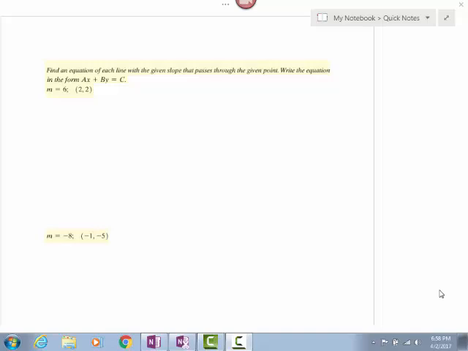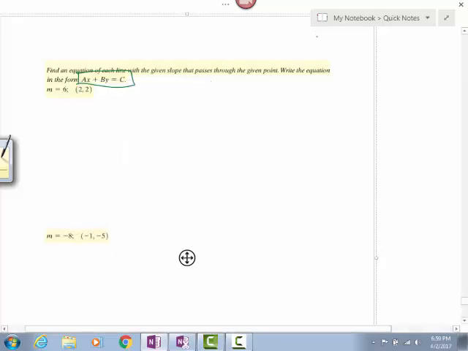The next problem here in 10.5 says, find an equation of a line with the given slope that passes through the given point. Write the equation in the form ax plus by equals c. Okay, so we'll figure out how to do this part here at the end.